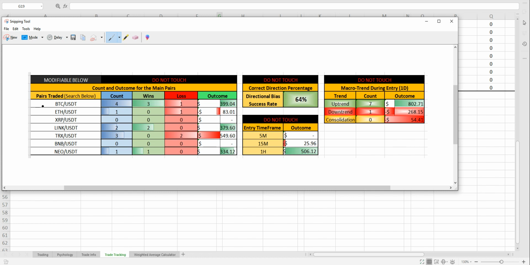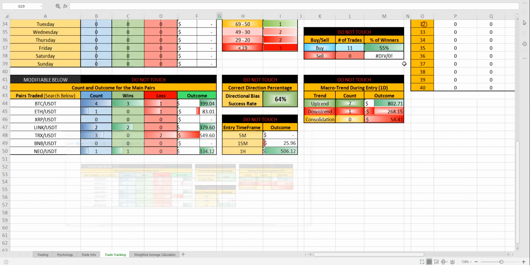So let's say you're trading BTC pairs, you could put USD, you could put BTC pairs like NEO BTC or Matic BTC, and it'll still search within the list of pairs that you search. So that's why I put search below right here. So you can put in whatever pairs you traded. Let's say you traded a lot of Matic BTC. You can put in Matic BTC right there, and it'll show you how many times you traded it, how many times you won, how many times you lost, and the overall outcome of the total times you traded that particular asset or that particular pair. And that is the trade tracking sheet.